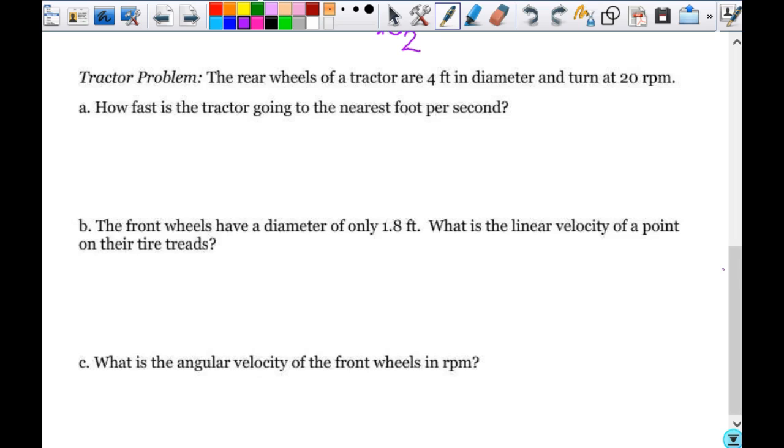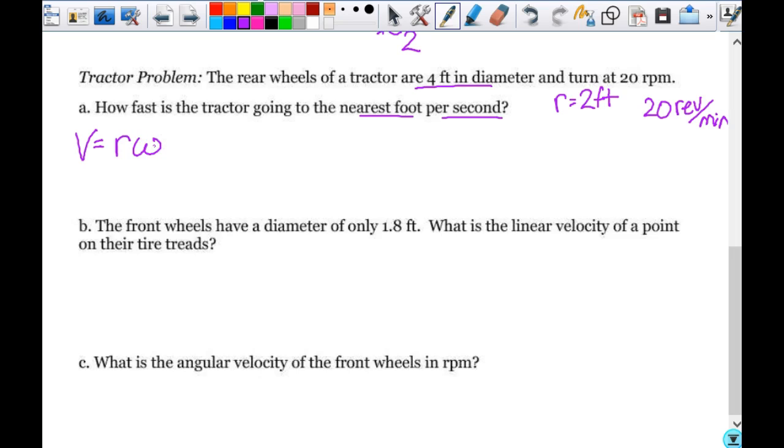How fast is... okay, so the rear wheels on the tractor are 4 feet in diameter and turn at 20 RPMs. So when you read this, because these aren't very long and the numbers aren't that bad, it says a 4-foot diameter, which means your radius is 2 feet. For reals, that's one of the biggest mistakes people make, so just write down what the radius is. And then I know I've got 20 revolutions per minute. Now it says how fast is the tractor going to the nearest foot per second. So even if you're not sure if that is linear or angular velocity, it says feet per second, so what does it have to be? Linear, okay? So my linear velocity is r times omega, right?